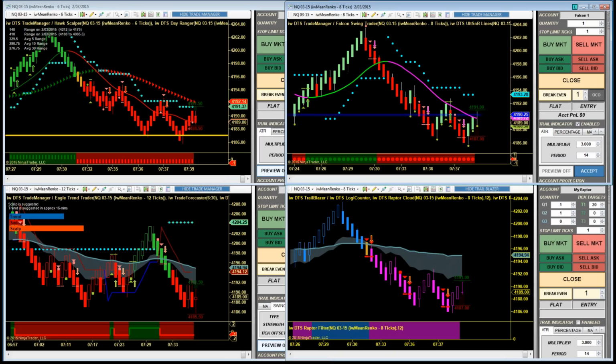There's a whole lot of support around this 41.85, 41.90 area.